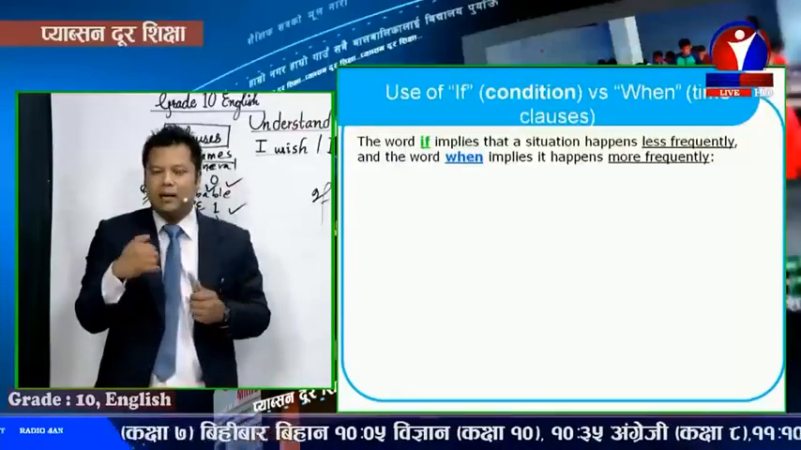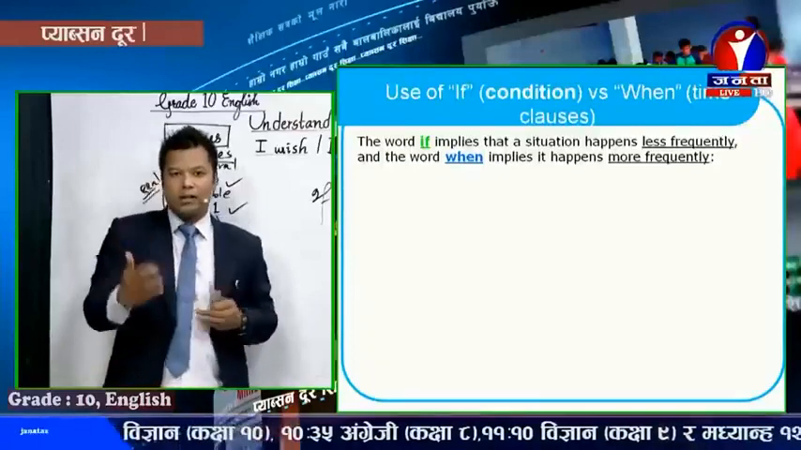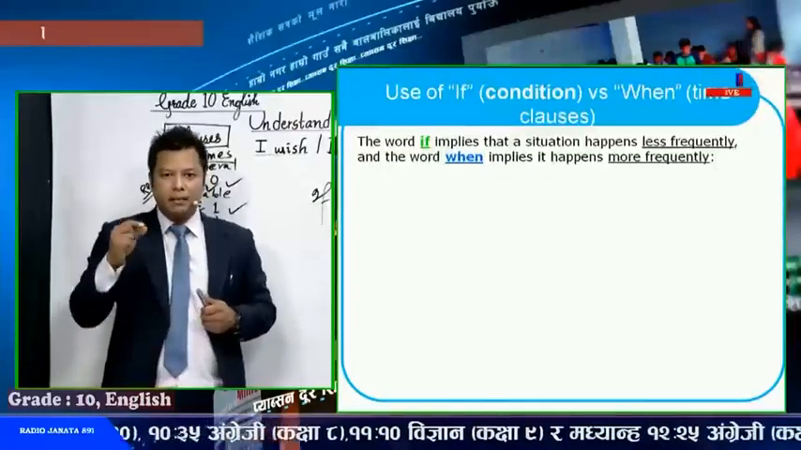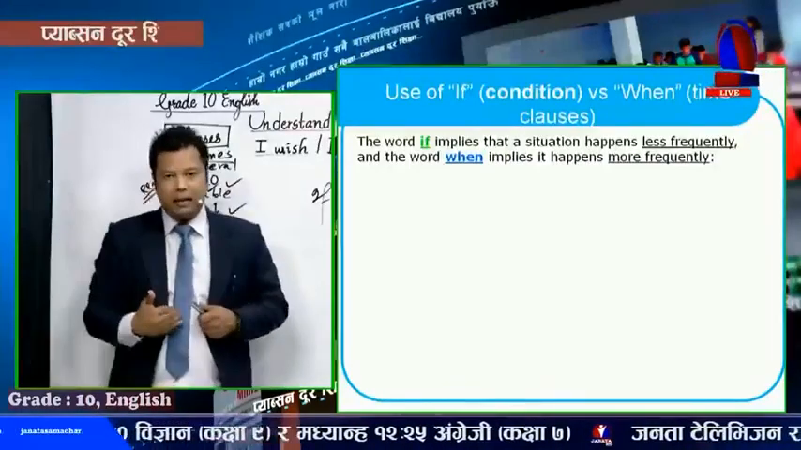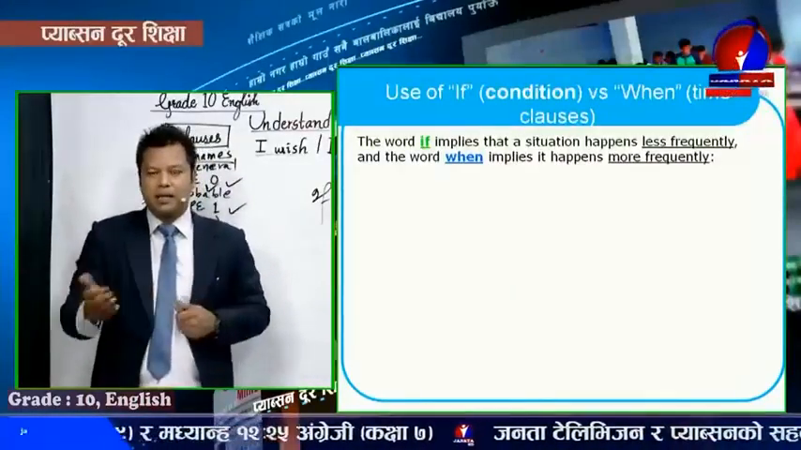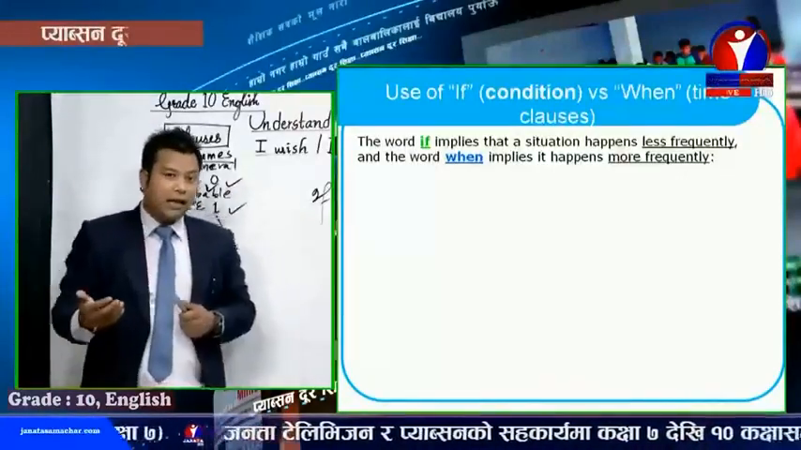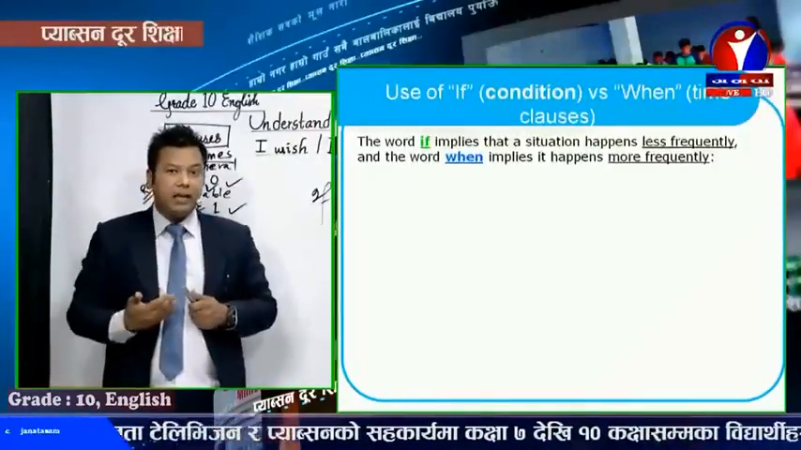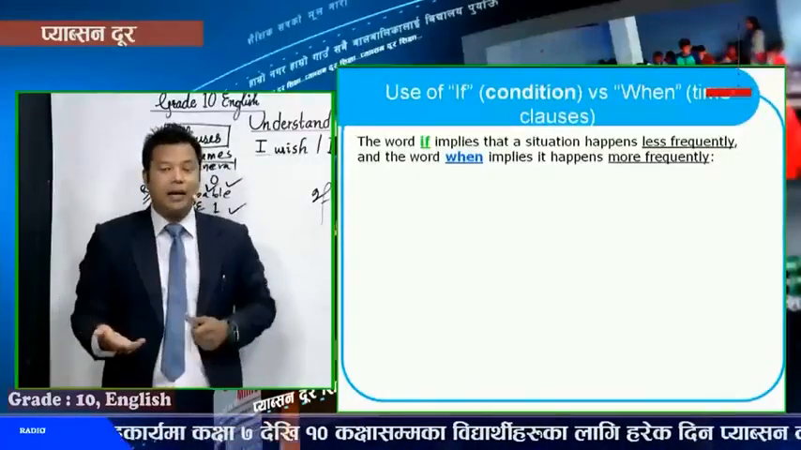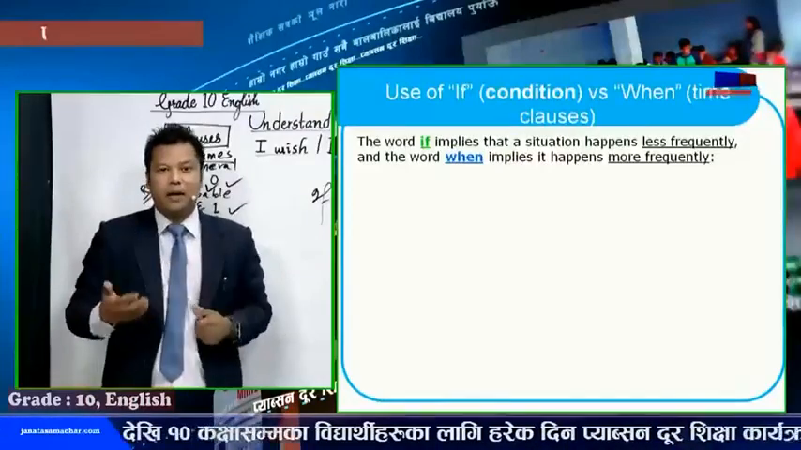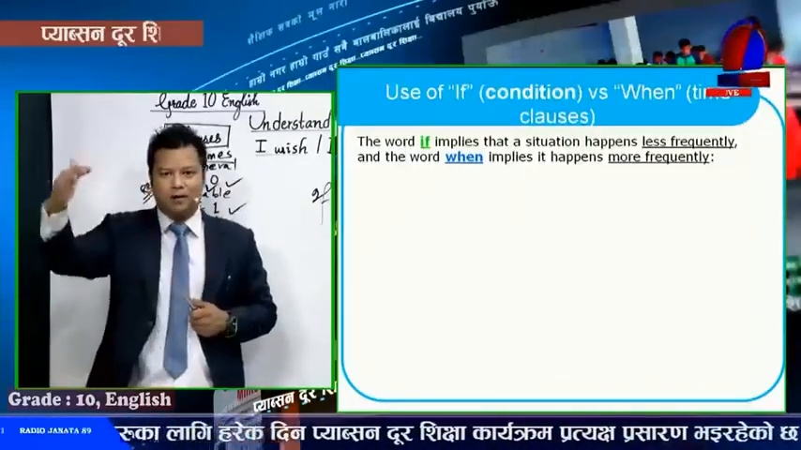You can imagine I get angry once a month, twice a month, or if I compare it with a week, once a week. But when I use "when" instead of "if," as in "When I get angry, I will smash the things in my room," the use of "when" tells me that my getting angry keeps on happening frequently. Let's say every week I get angry, or maybe four days a week. That's a lot of days.